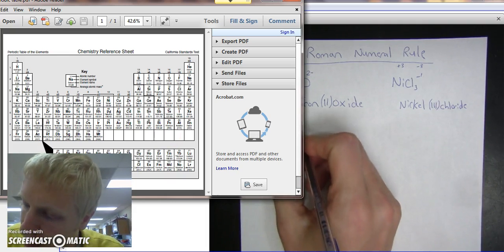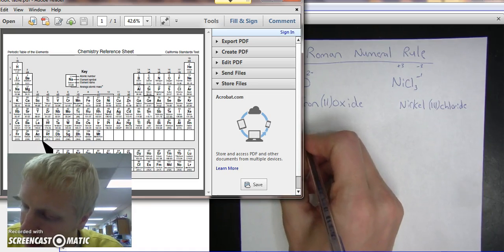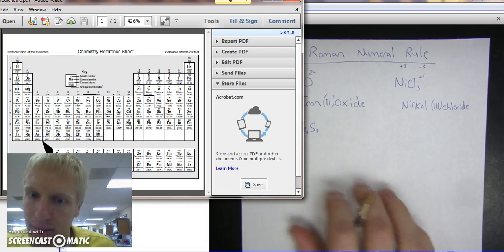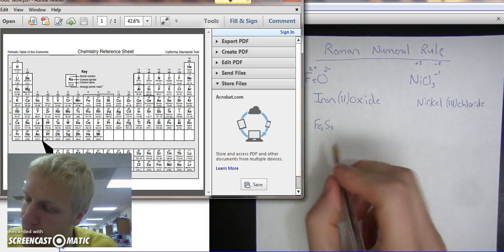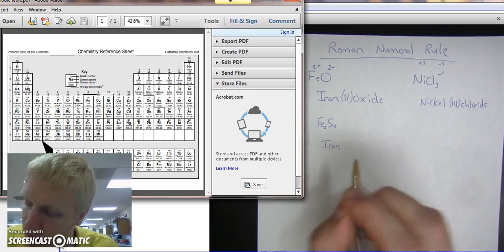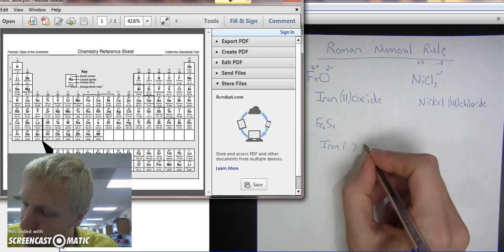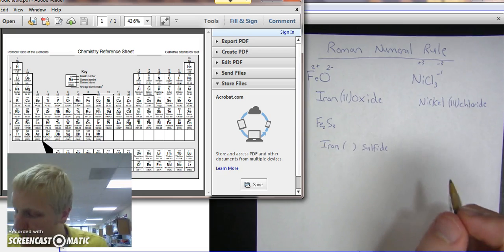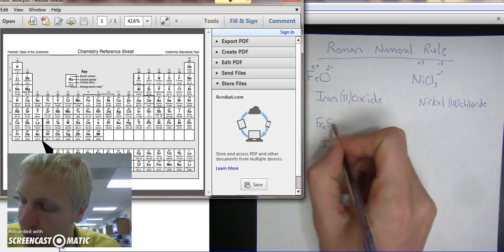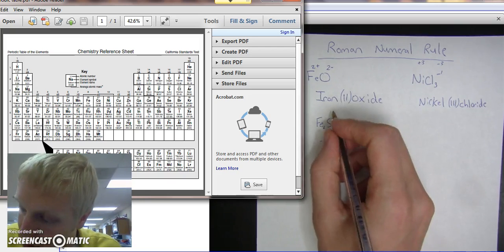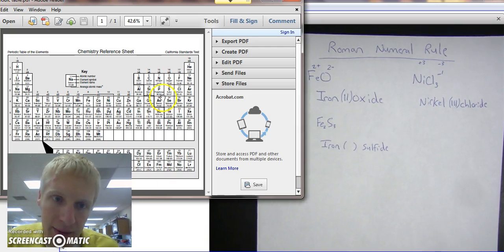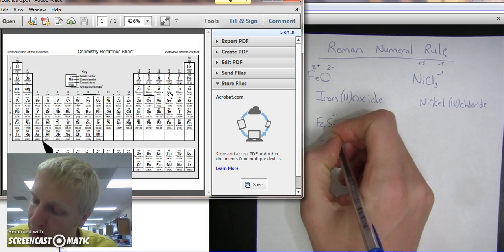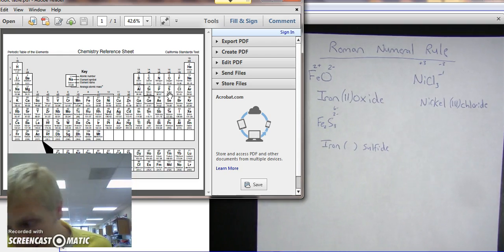Doing another example, let's say I have Fe2S3. So in this case, I have iron, which is a transition metal, so I need a Roman numeral, and sulfur, change the ending to IDE, is sulfide. So I have iron something sulfide. Again, I have to look at my anion, because I do know the charge of sulfur. It's in the same column as oxygen, therefore it's -2. But we have 3 of them. 3 times 2 is 6, so that's 6 minus.